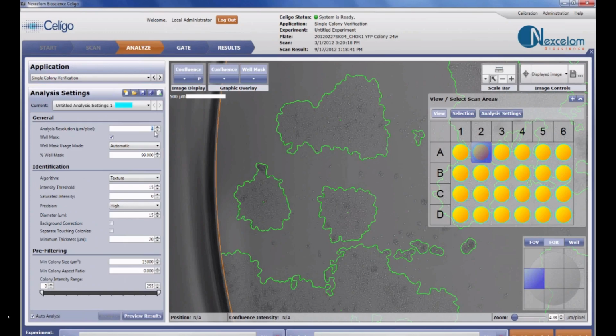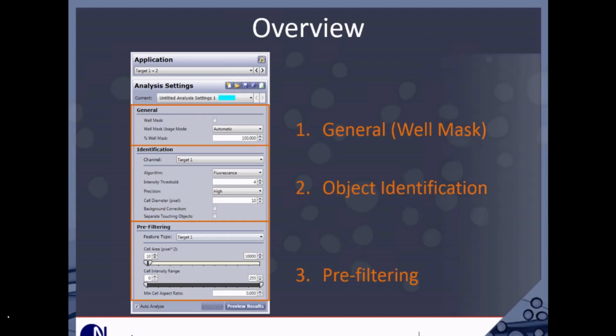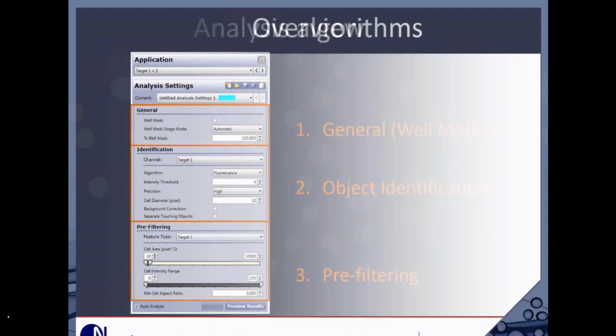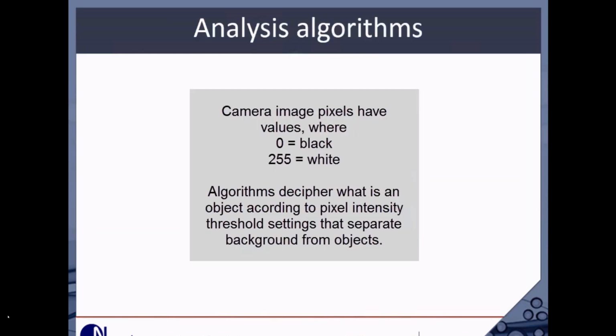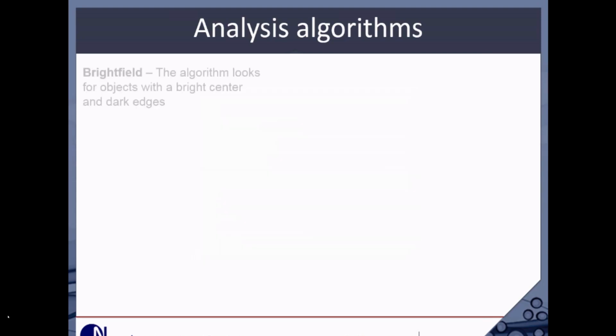All right, so we just covered the general section with the well mask area. Now I want to cover the object identification. What's important to note is how the camera is taking the pictures. It's where the pixels are actually having values, where 0 is equal to black and white is equal to 255. And then the algorithm deciphers what is an object according to the pixel object intensity threshold.